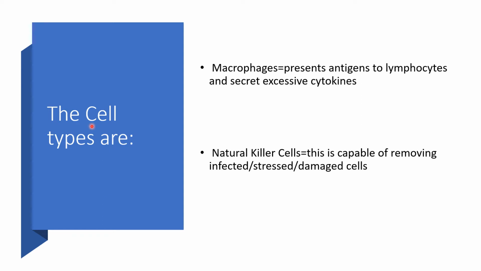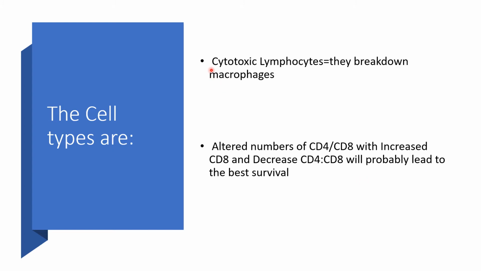Going further to deal with the cell types that will play key roles here, the macrophages will present antigens to lymphocytes and secrete excessive cytokines, while the natural killer cells are capable of removing the infected, stressed, or damaged cells. The cytotoxic lymphocytes will break down macrophages, and there will be altered numbers of CD4 to CD8, with increased CD8 and decreased CD4 to CD8 ratio, with the probability of the best survivor.